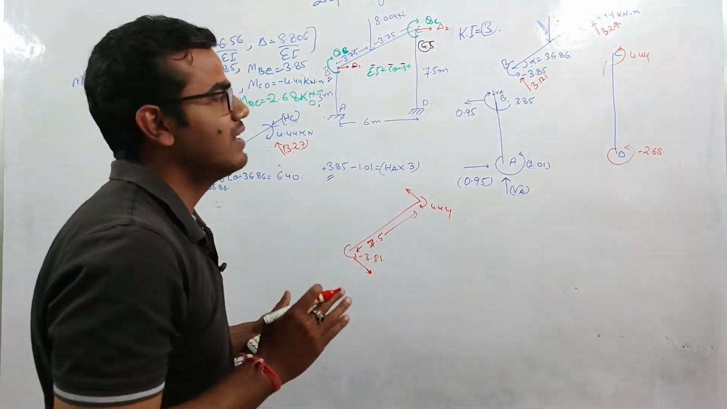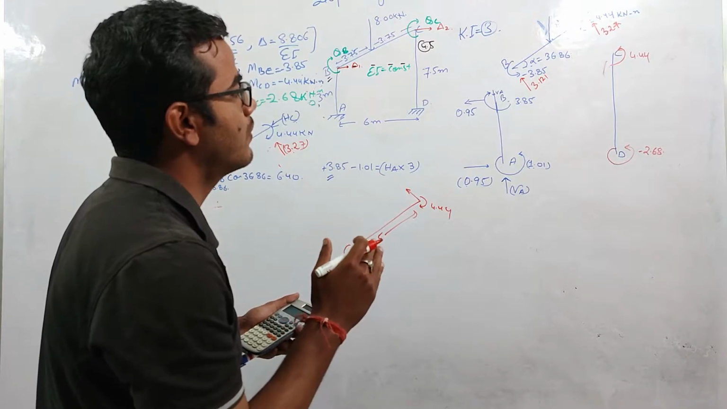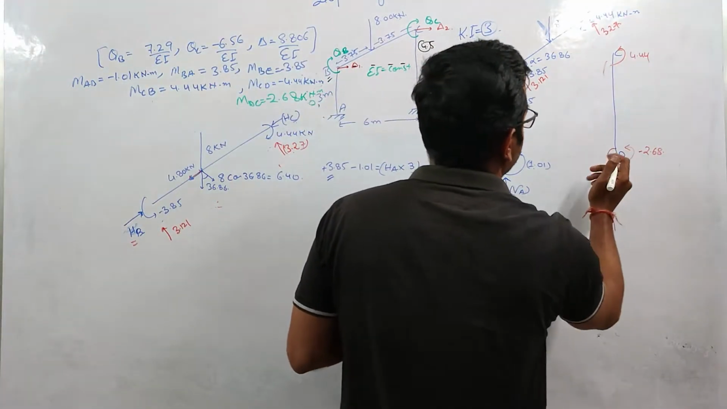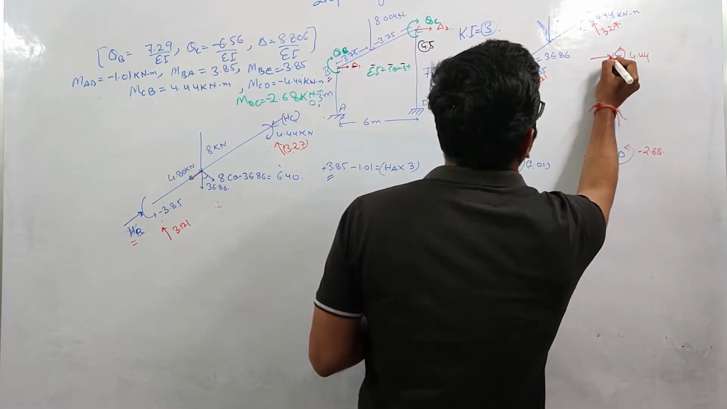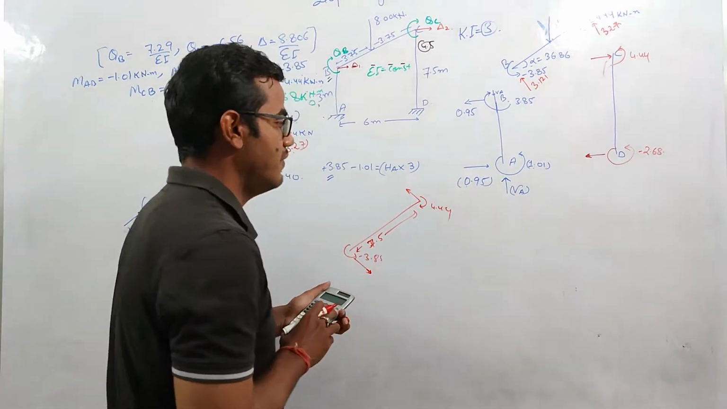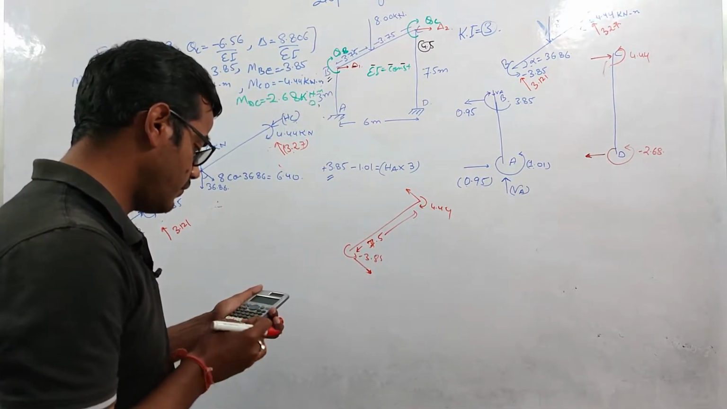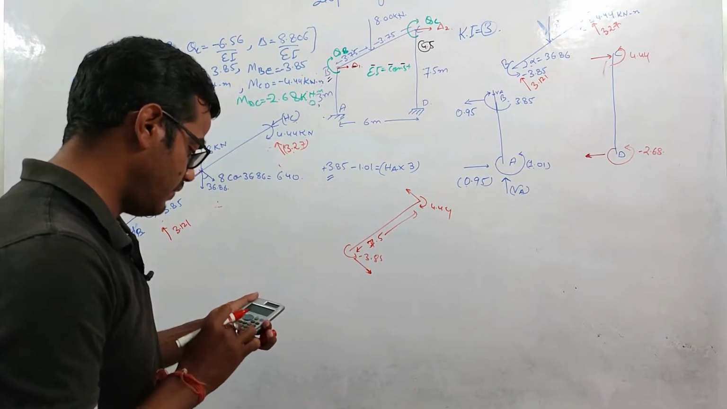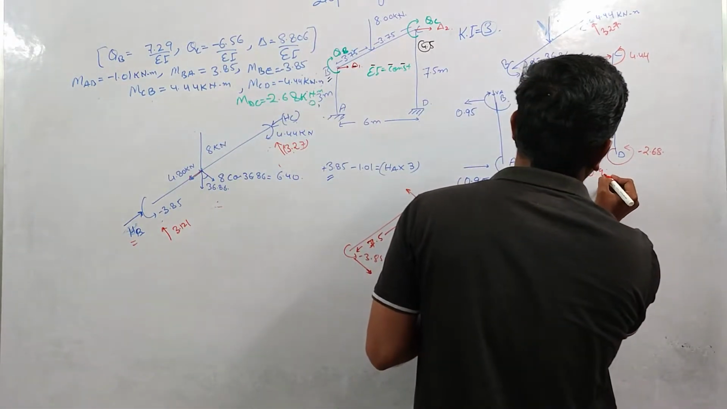Now this is basically the net anti-clockwise moment, because both the moments are anti-clockwise. So to balance this, there will be a couple acting in clockwise direction, and the value will be 2.68 plus 4.44 divided by 7.5, and again the value will be 0.95.